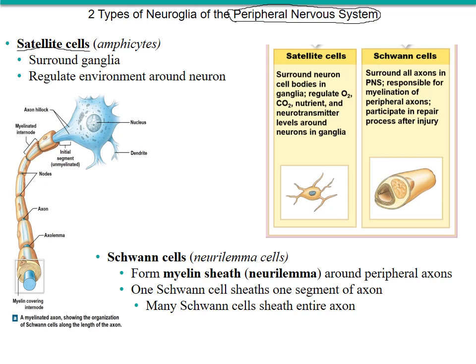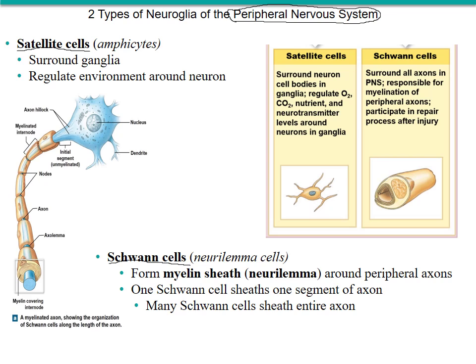The second cell type is the Schwann cell, and this is the PNS version of the oligodendrocyte. In the peripheral nervous system, myelination is created by the Schwann cells that form a sheath, a myelin sheath, around axons of the peripheral nervous system. The difference between the way that the Schwann cells myelinate and the oligodendrocytes myelinate is about the size of the cell. One Schwann cell is capable of covering one segment of an axon.